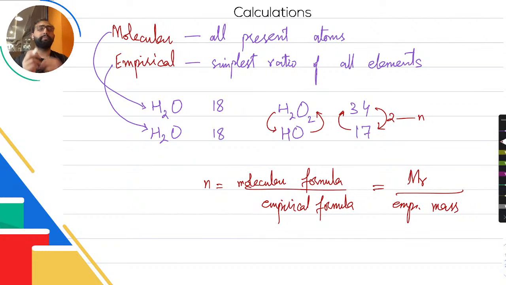So that gives me a very interesting factor. If I know the empirical mass of something, or I just know the empirical formula of something, and I know this ratio, I can figure out the MR. It's that simple. Let me take an example.